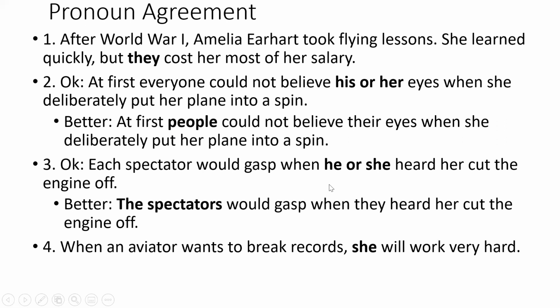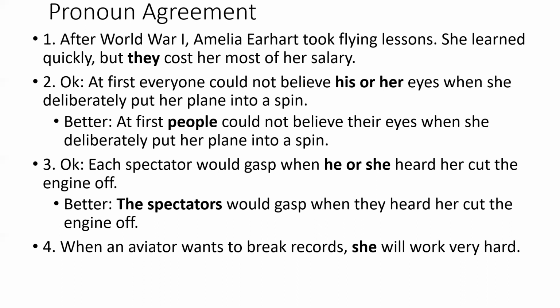Same thing with number 3. Each spectator would gasp when he or she heard her cut the engine off. In this case, we're switching the plural to a singular to match each spectator, but it would be better to just change each spectator to the spectators would gasp when they heard her cut the engine off. Right.